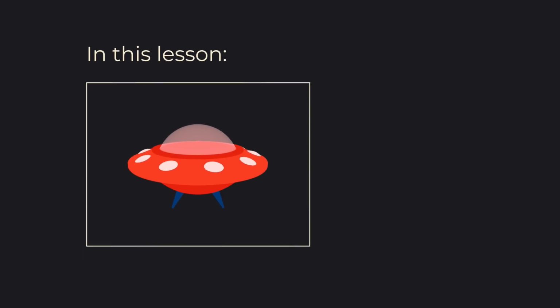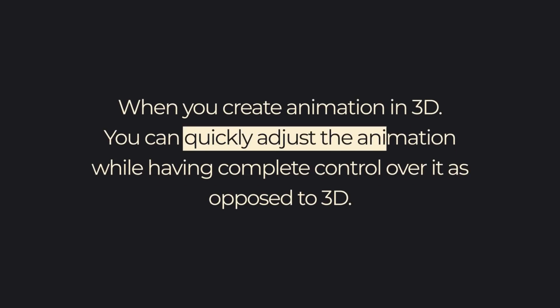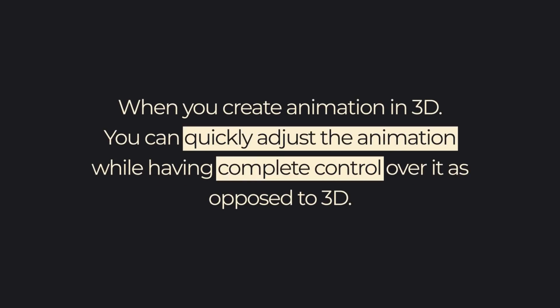Like I've said, we're going to create the UFO in this lesson. Since I created it in Cinema 4D, the process will be divided into several steps: modeling, animation, creating and adjusting materials, render and import. Why Cinema 4D and why in 3D? It's simple. To have complete control over the UFO's shape and to quickly adjust the animation, creating fake 3D in After Effects for this kind of animation would be extremely long and difficult.